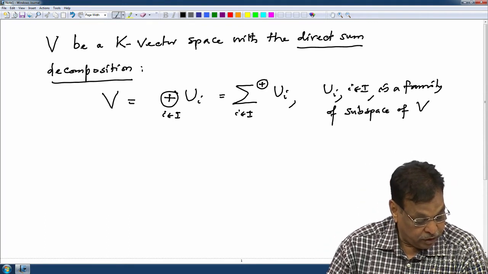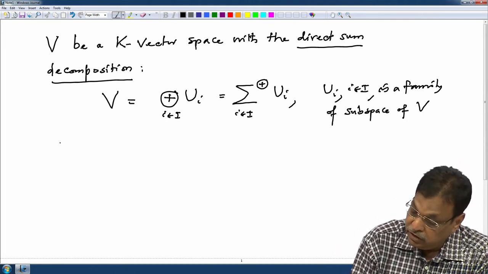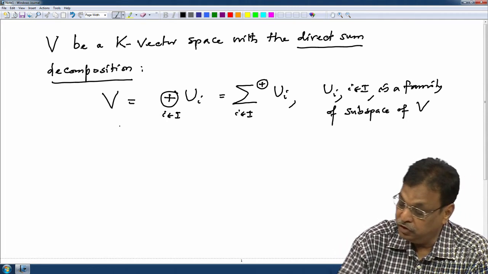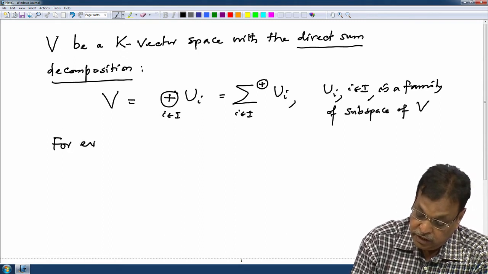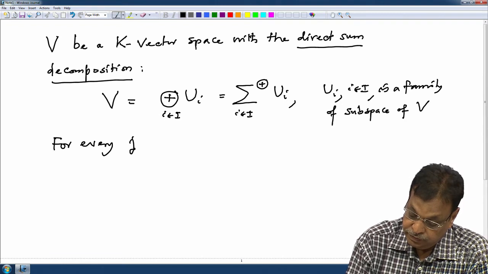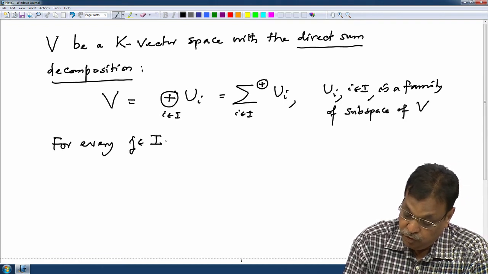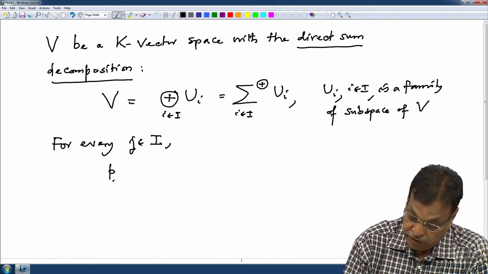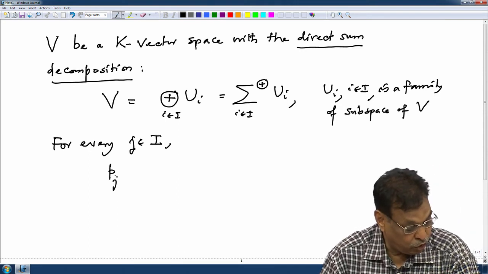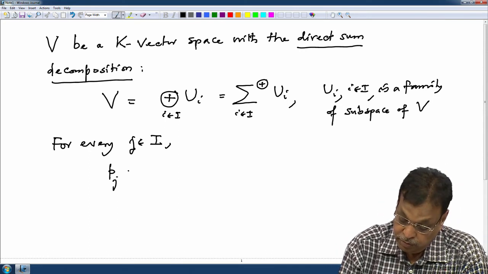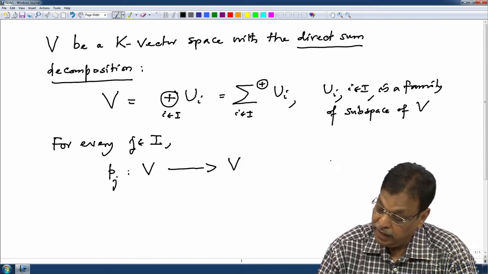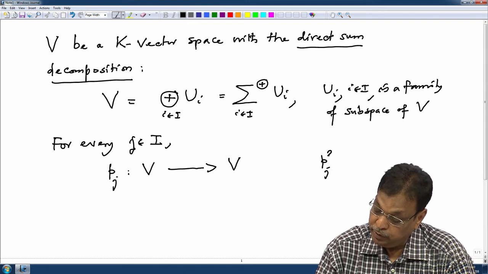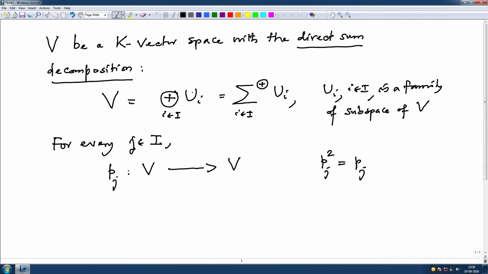So, now I want to define, for every j in I, Pj, and that will be a projection of V. So, it should be a map from V to V, and also with the property that Pj square should be Pj. And obviously, the j should be used somewhere.